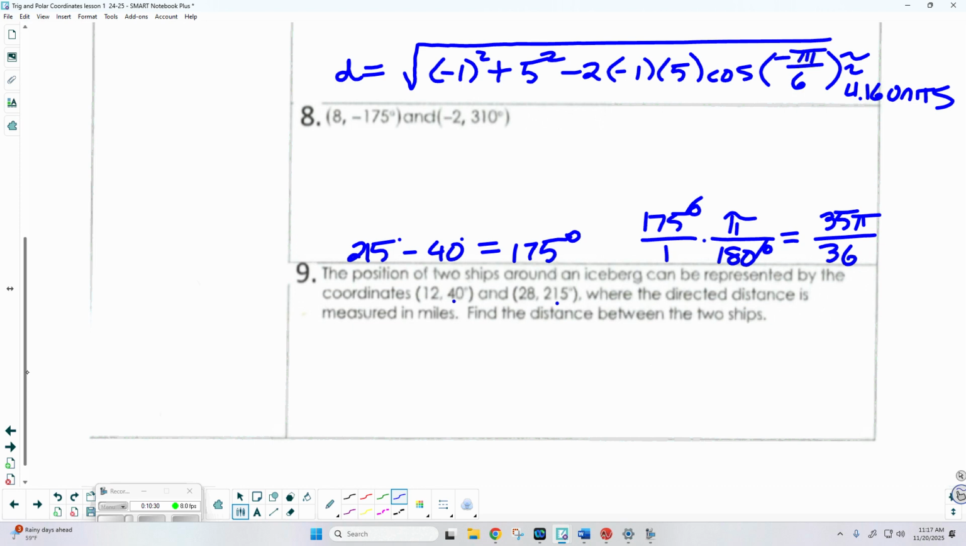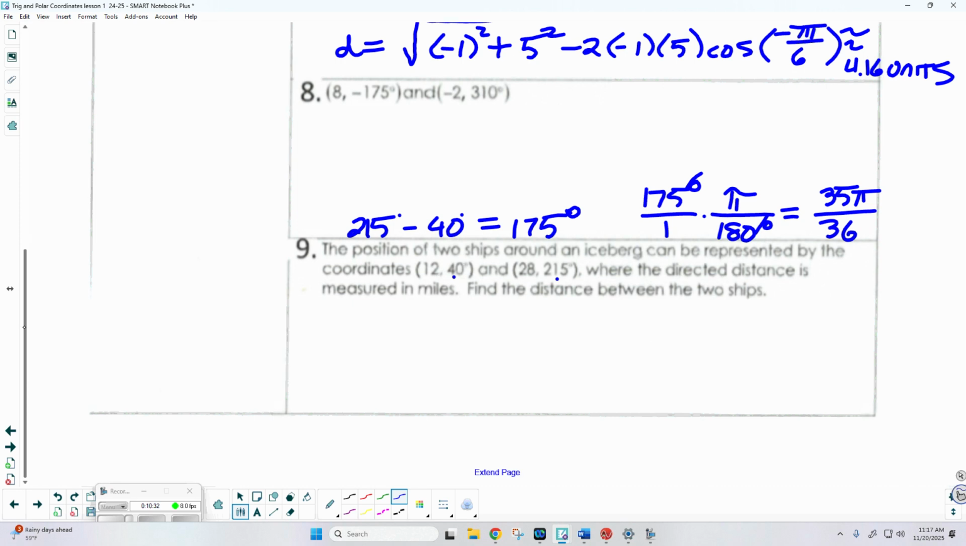So go ahead and plug that into the formula. You've got the difference of your two angles. You've got your radius. Let's see what you can get for the distance. So we're looking for miles in this case. How many miles apart are the two ships?